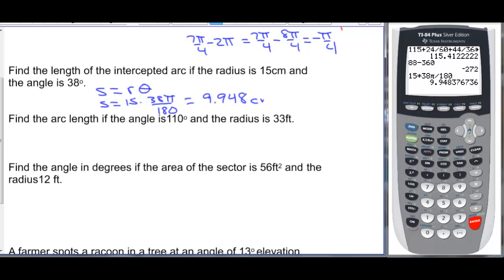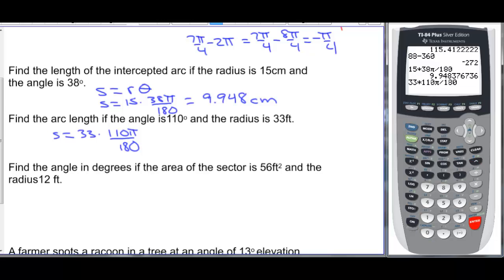Centimeters. Find the arc length if the angle is 110 degrees and the radius is 33 feet. I don't know why I needed another one, but apparently we did. 33 times 110 pi over 180. And this one is 63.355, and this is feet.